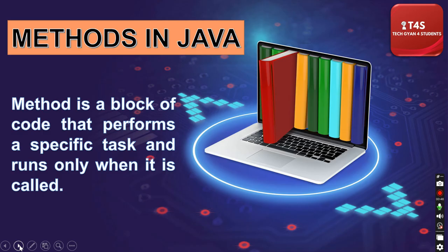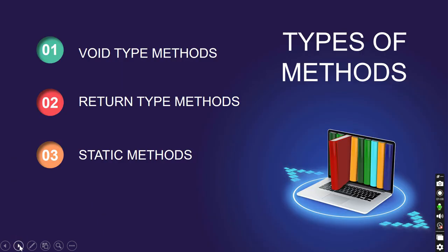A method is a block of code that performs a specific task and runs only when it is called. What does it mean? This means if we want to reuse the code, for the reusability of the code, and make your program more reusable and more efficient, we use methods. So basically methods are of three types: the void type methods, return type methods, and static methods.